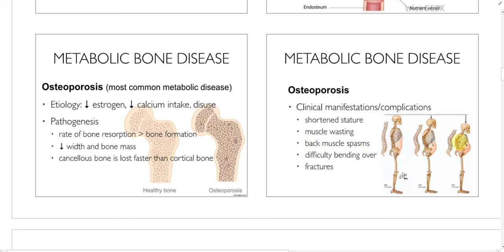Back muscle spasms, difficulty bending over. As you can tell, there's very little range of motion we can get from such a disfigured spine. Difficulty bending over, and fractures.